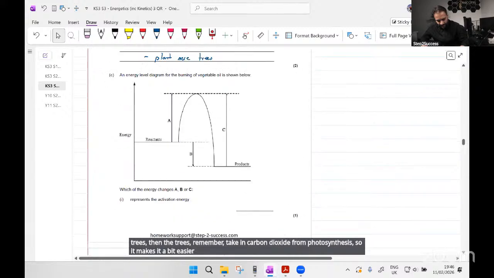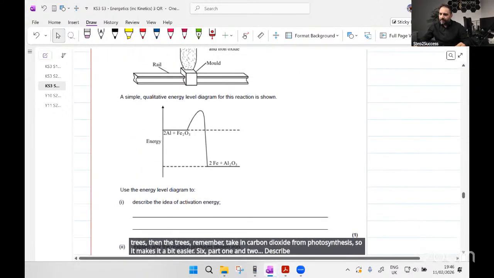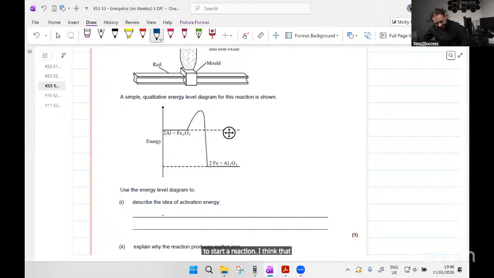Six, part one and two. Describe activation energy. Okay, so there should have been a definition: it is the energy needed to start a reaction. I think that's the easiest answer. It activates the reaction.